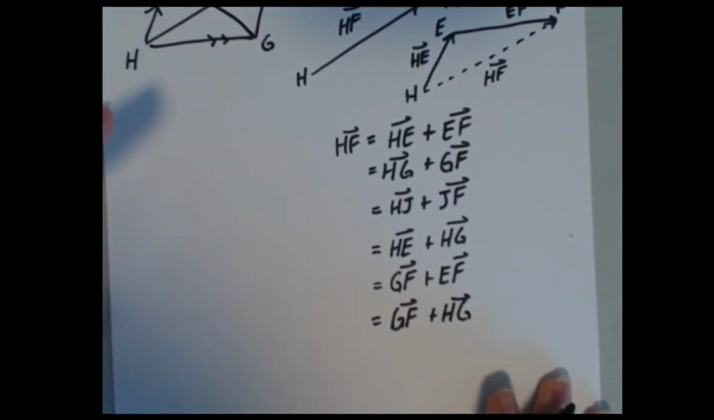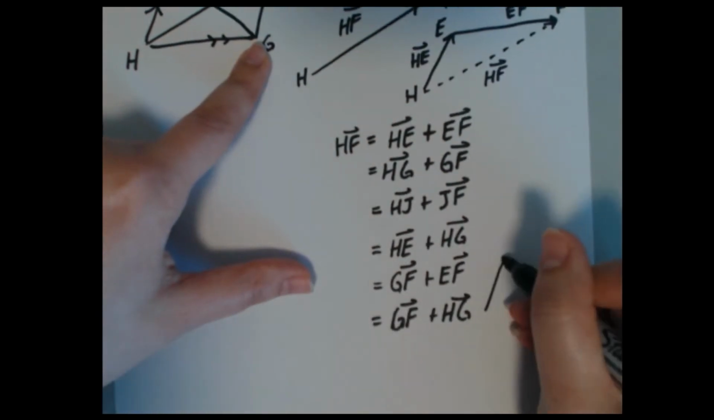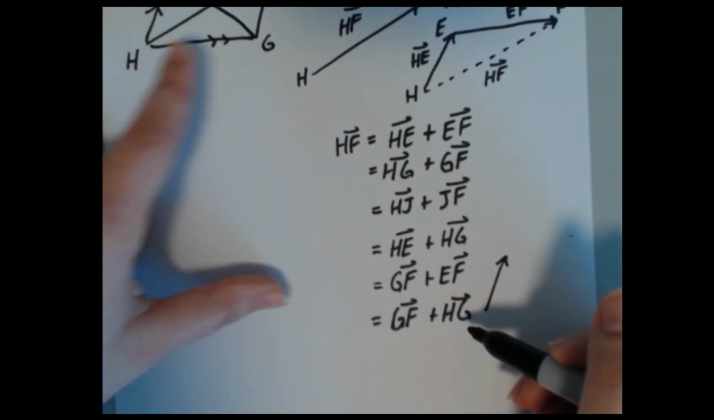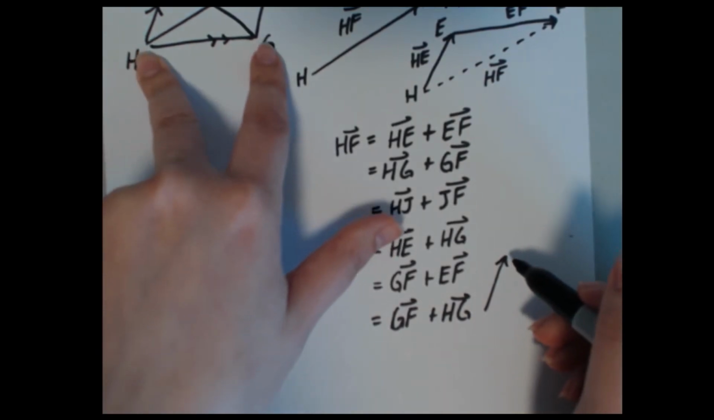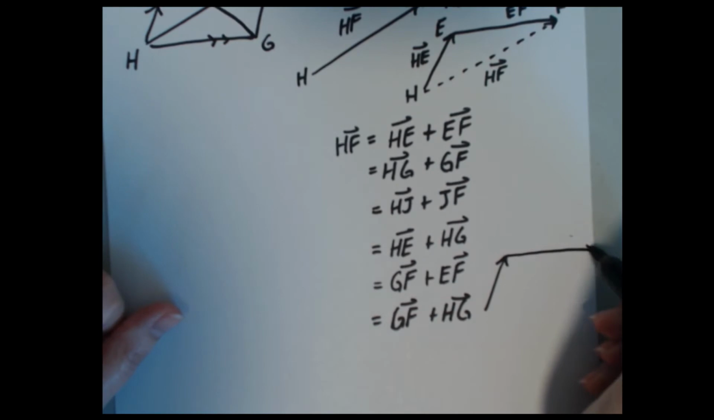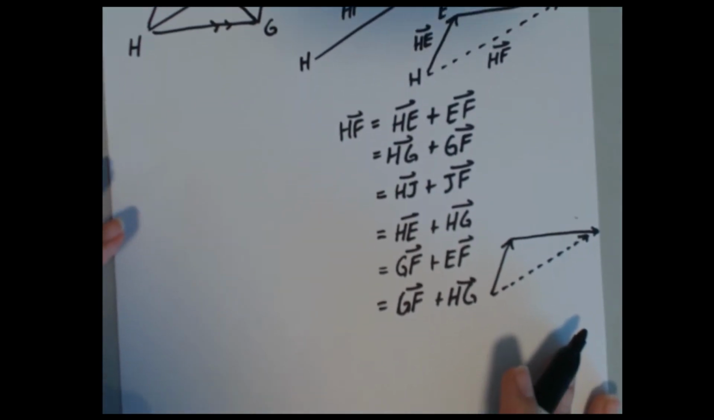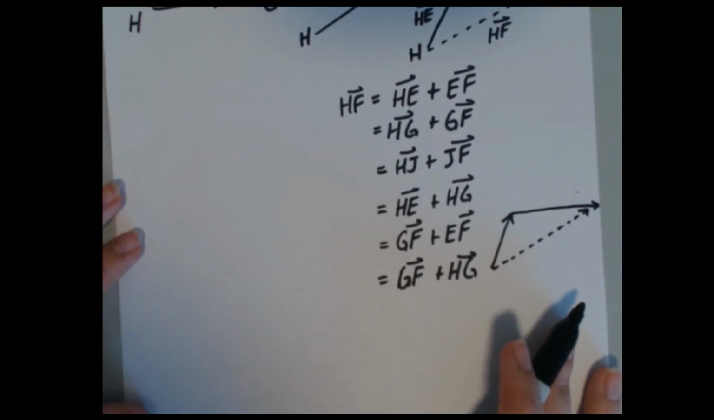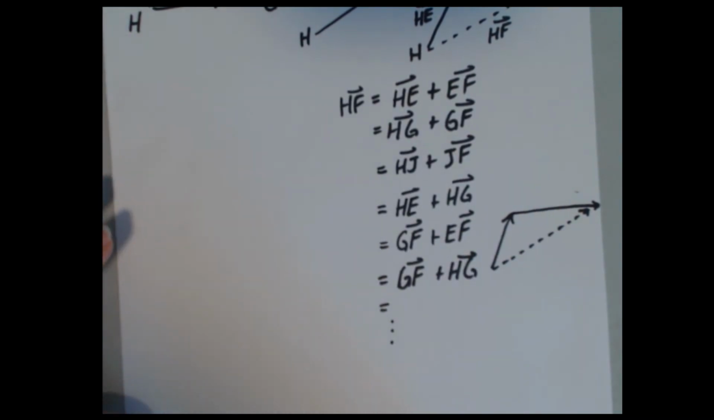Now just look at the picture. GF is a vector coming up like that. HG is a vector going right, and it also has a certain length. You take the tail of that and attach it to the tip of this vector, and sure enough, the resultant is exactly what you want, HF. Again, it doesn't matter where it is in space, as long as the magnitude and direction are the same. That makes two vectors equivalent. And believe me, there are many, many more answers here. We're not going to go through them all. Hopefully that gives you a good idea.